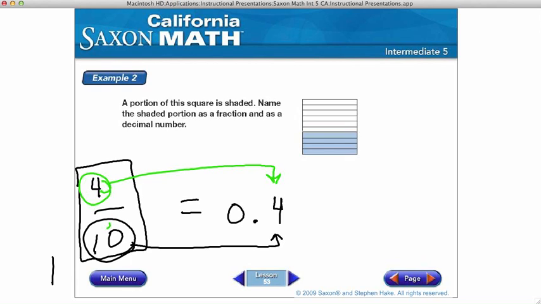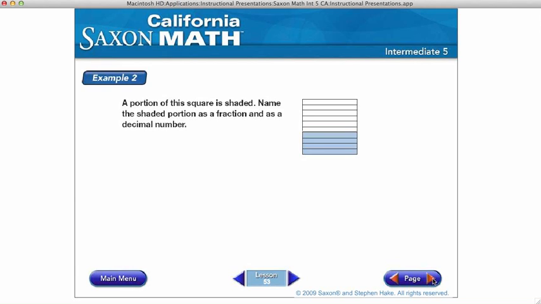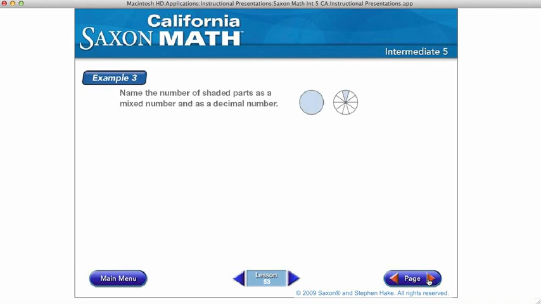All right, okay, let's look at example 3. Name the number of shaded parts as a mixed number and as a decimal number. Okay, so I see here that I have one whole circle, and I have 1/10 of another circle. So my mixed number is 1 and 1/10. So this equals 1 whole point 1/10.